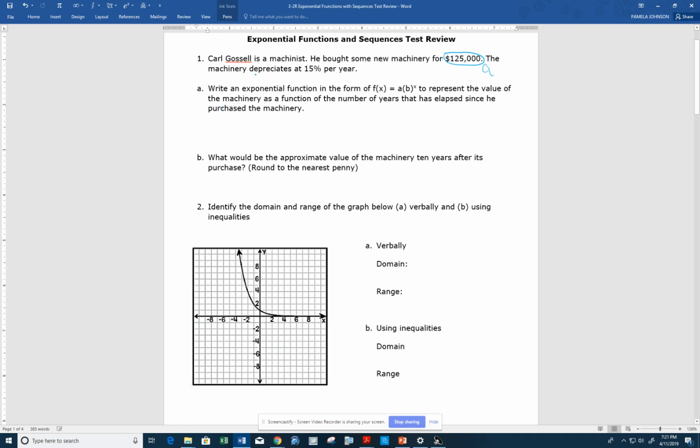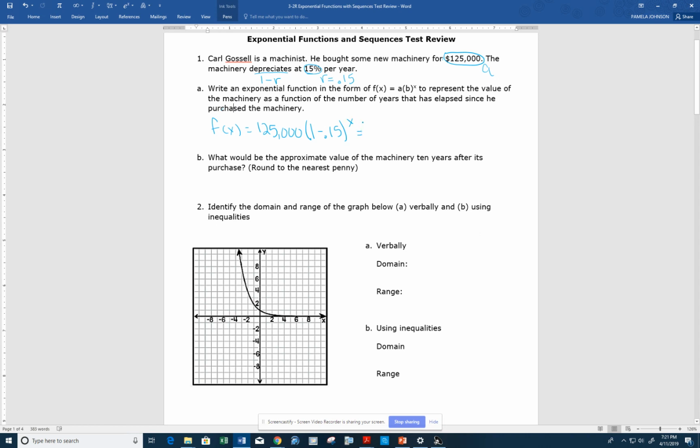And depreciates means it's going to go down. And at 15%, this is our rate, which we're going to change to a decimal. So it's going to be 0.15. And when we talk about depreciating with a rate, it's going to be 1 minus the rate. Okay? So then our function is going to be f of x equals 125,000 times 1 minus 0.15 to the x power.